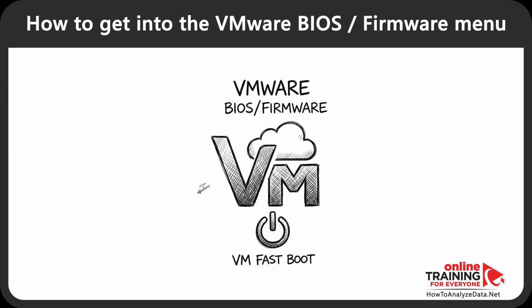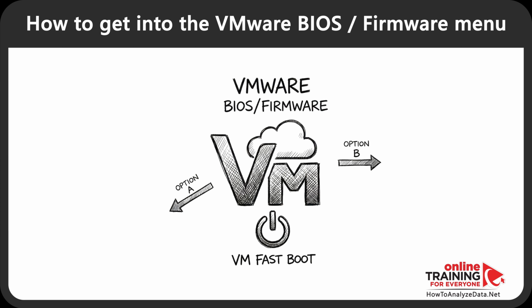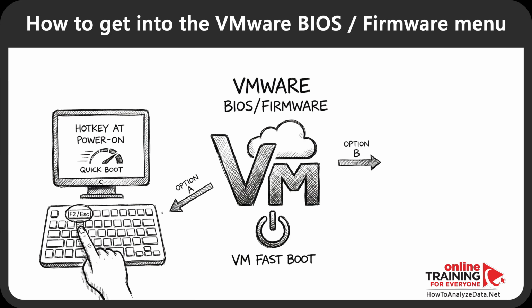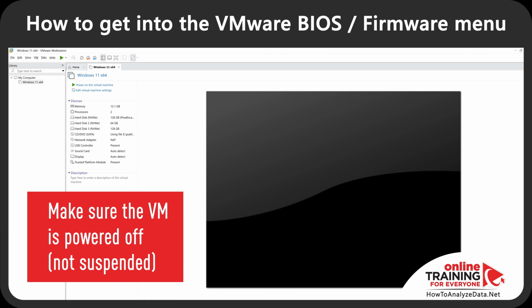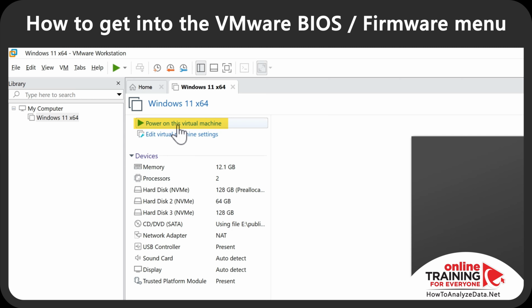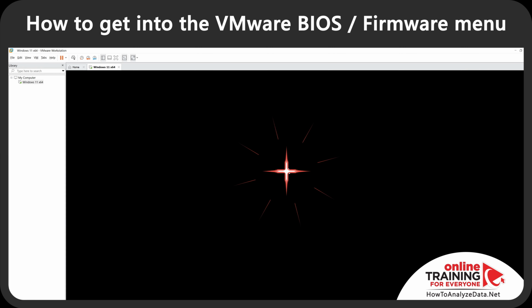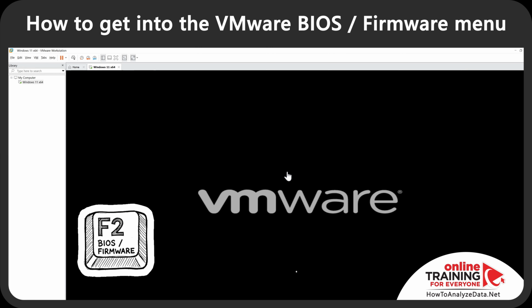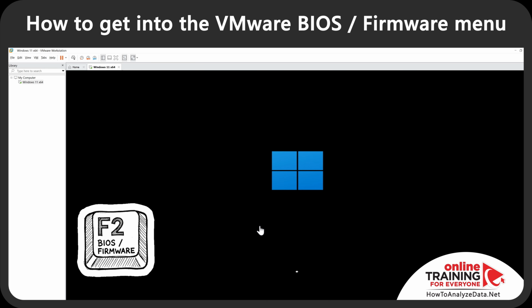There are two ways to get into your VMware BIOS or firmware menu. For the first one, we will use the BIOS hotkey on power on. Your virtual machine should be powered off, not suspended. When you power it on, you need to click on the VM screen to focus. I'm going to click power on, click on the VM screen to focus, and then press F2. It's easy to miss. You have to be quick.